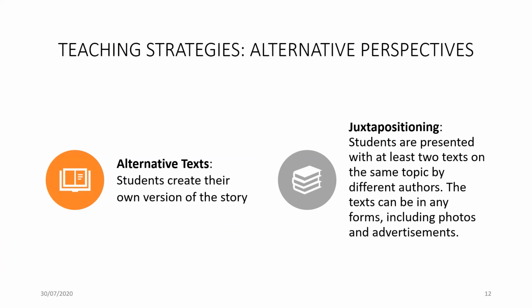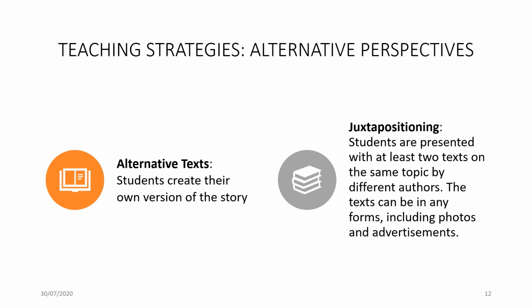Another teaching strategy popularly used in the practice of critical literacy is alternative perspectives. McLaughlin and deVoogd offer at least two kinds of activities that can be done with this strategy, namely, first, creating alternative texts, and second, juxtapositioning texts.